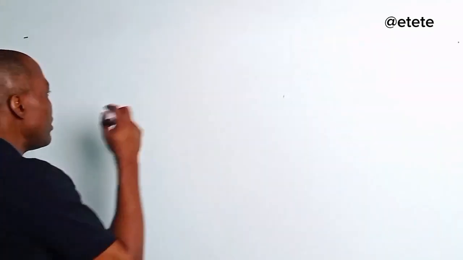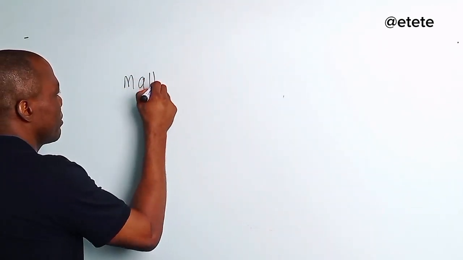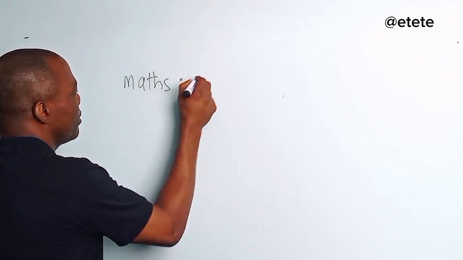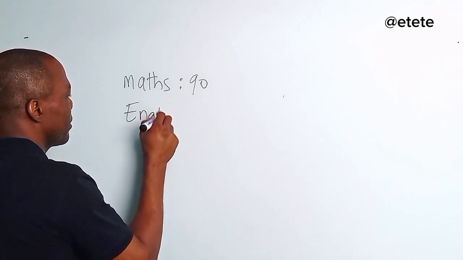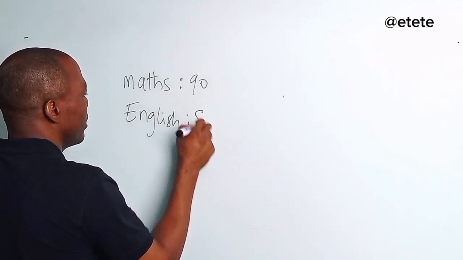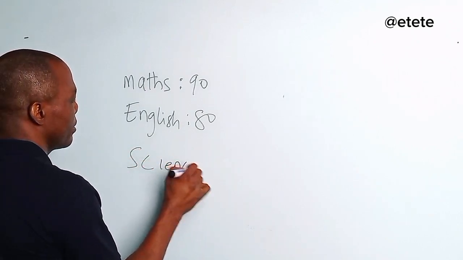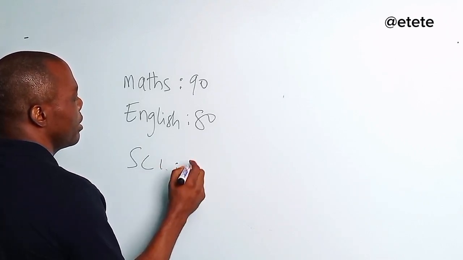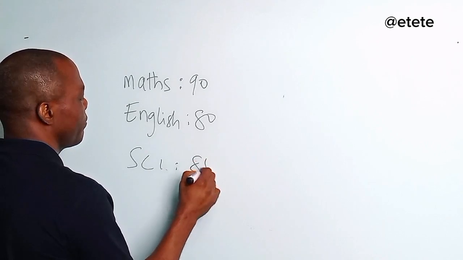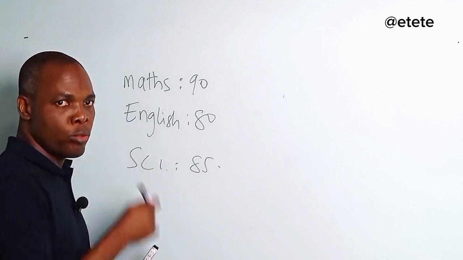Let's assume that you want to print out the score of students in the class. Maybe the first one is math, and you want the value to be 90. You want to print out like this. Then English, 80. Then you have science, let's say 85. This is what you want to print out, and this is how you want to print it out. So let's write a function that is going to do this job for us.